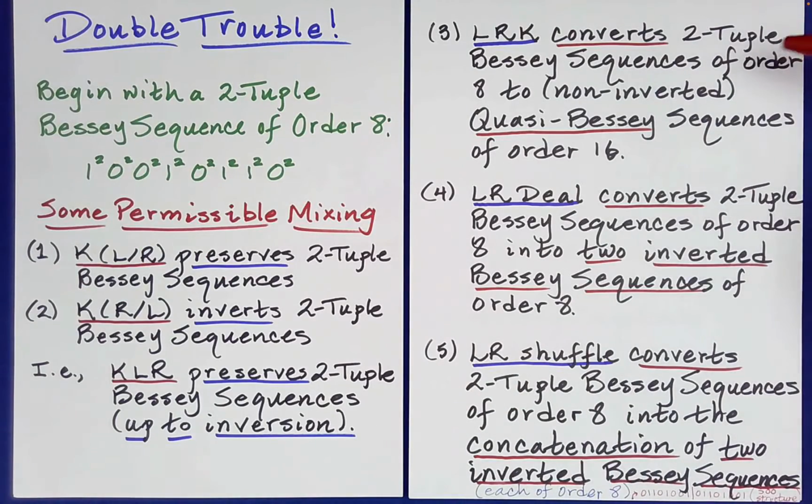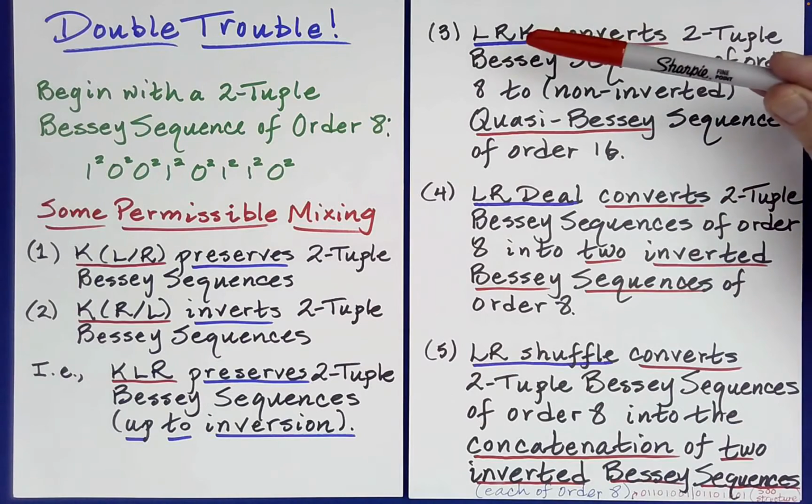Okay, here is another very useful sequence of shuffles that can be used on two-tuple Bessey sequences of order 8. What will happen here, though, is it will convert this two-tuple Bessey sequence of order 8 to a quasi-Bessey sequence of order 16, which in and of itself is quite wonderful, actually.